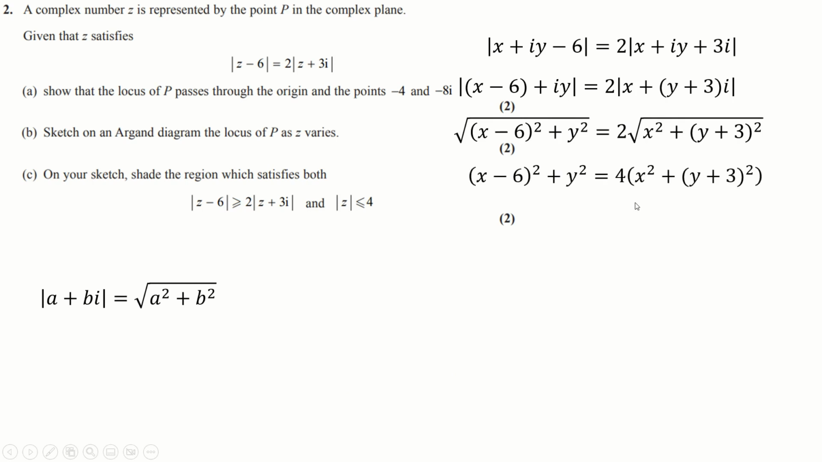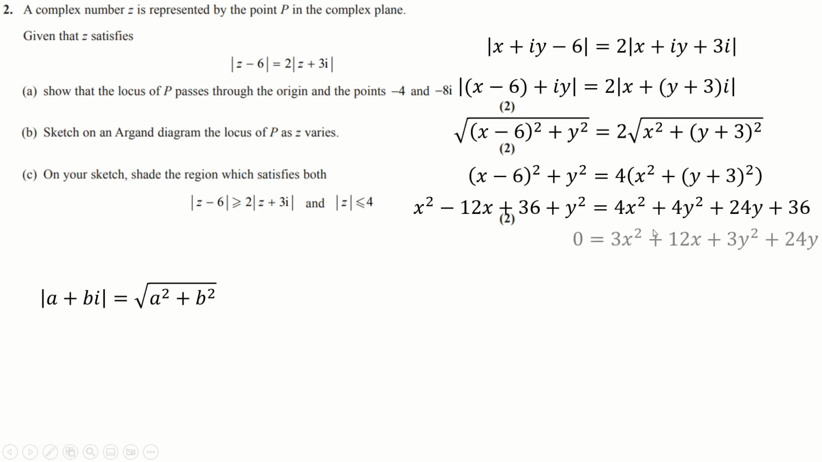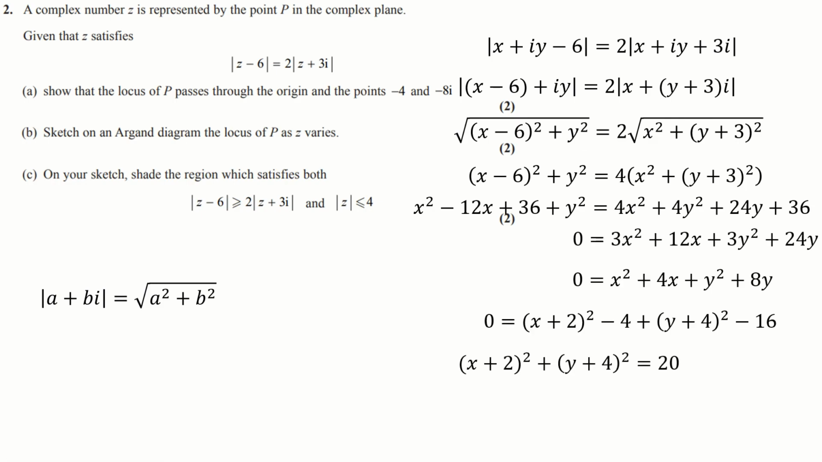Square everything, we get this, start doing some rearranging. And eventually you go down to here, complete the square, and you eventually get to this thing here. So that's the Cartesian equation of this. So it's center minus 2, minus 4, radius root 20, I guess. Show that minus 4, 8i, and the origin pass through this.